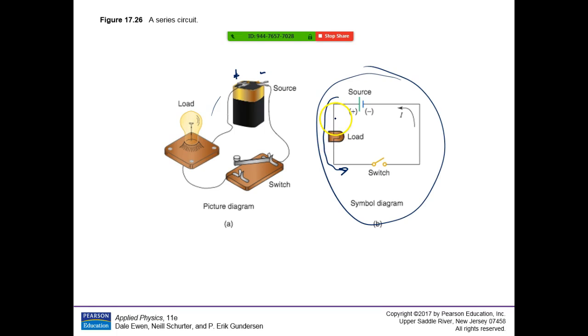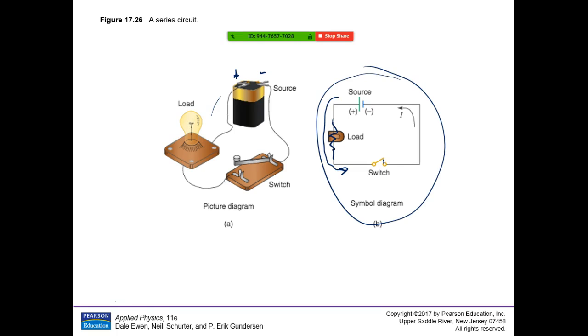The load is down here. Often the load is represented by a jagged line like this, and that's called a resistor. The load is a resistor. Here's the switch. Most of the time I consider the switch closed, otherwise it wouldn't be a current. So let's just pretend that's closed, otherwise there would be no current. If the switch was open, there would not be a current, so they would have that mislabeled. Okay? That's a series circuit.